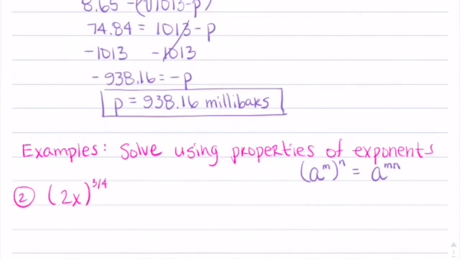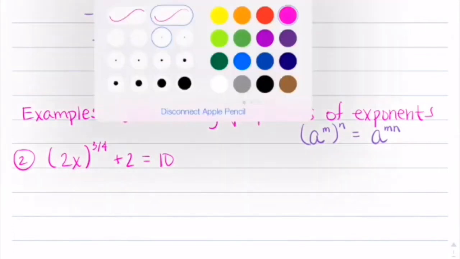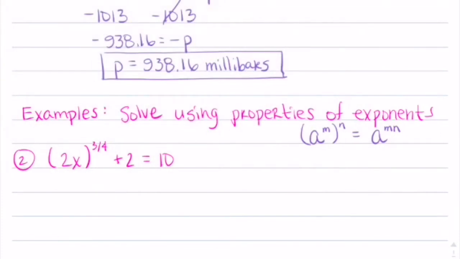We're going to have 2x to the 3/4 power plus 2 is equal to 10. Just the same as we did last time when we isolated the radical before continuing to solve, this time we want to isolate the term that has the exponent in it before we continue to solve. So I'm going to switch colors here to make it clear where my solution begins from my original problem. All right, so I'm going to subtract 2 from both sides, leaving me with 2x to the 3/4 power is equal to 8. And now I have my exponent isolated, which is what I wanted.